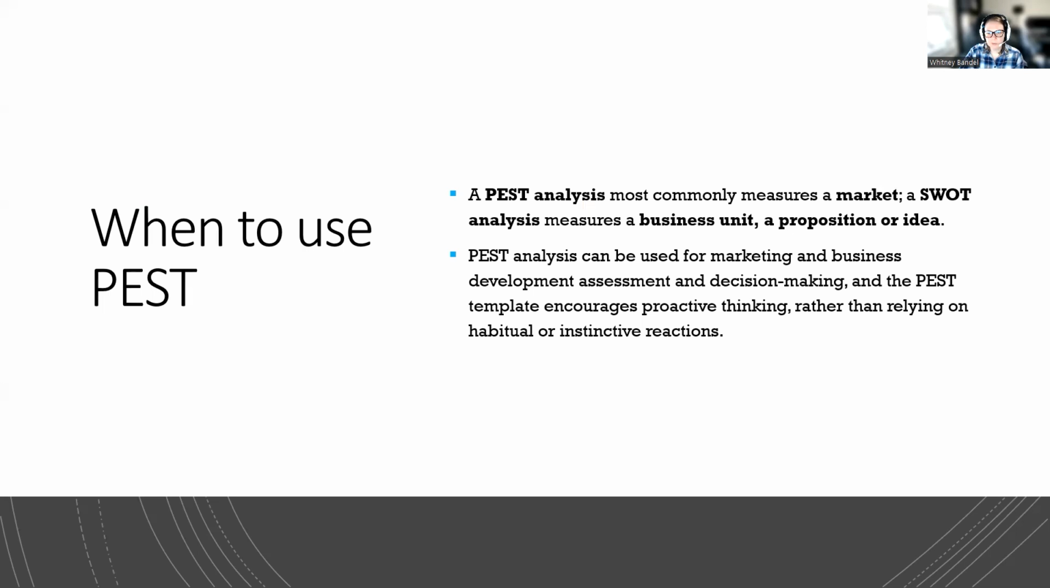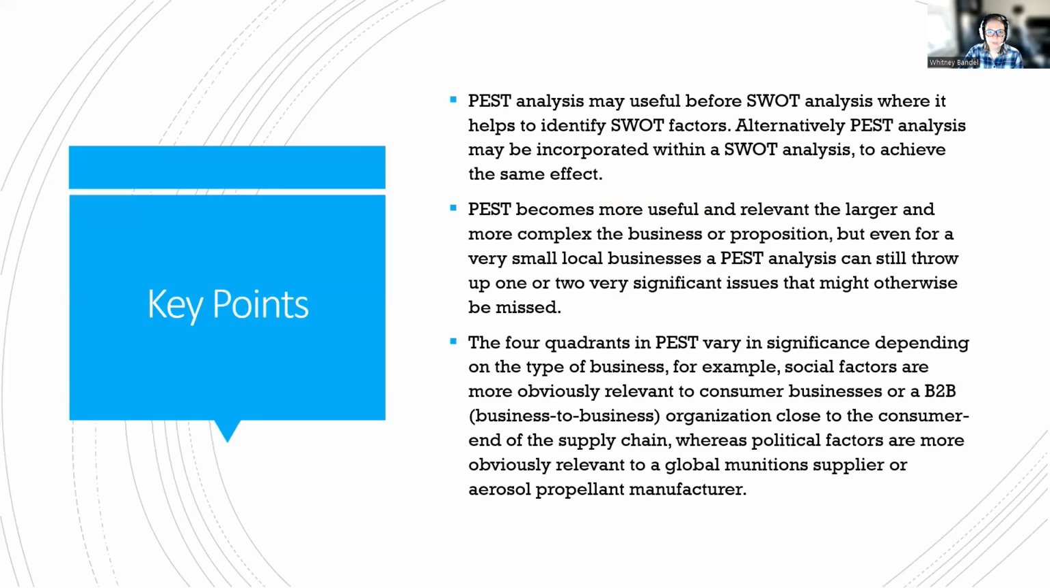PEST analysis most commonly measures a market. A SWOT analysis measures a business unit. PEST analysis can be used for marketing and business development assessment and decision making. And the PEST template encourages proactive thinking rather than relying on just habits or instincts. So a PEST analysis may be useful before you do a SWOT analysis, just because it helps break down all of the external things first before you start going into the SWOT analysis.